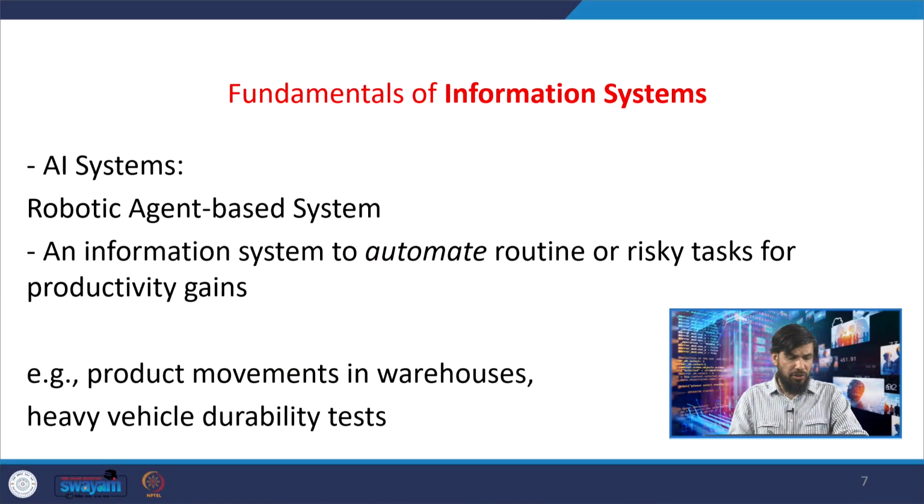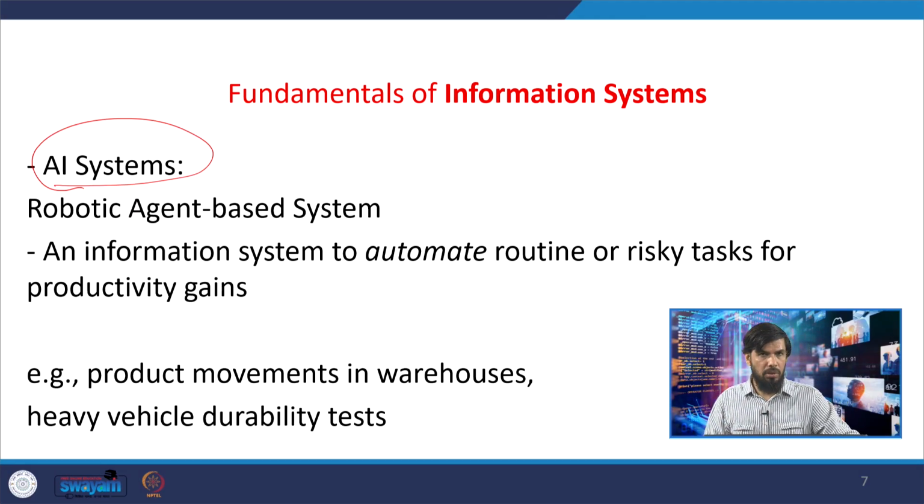Moving on, the next category: we are moving away from enterprise systems to AI systems, which are another category of information systems. Now there are so many advances that have happened over the years in the AI domain. That has created a number of information systems that we will discuss.